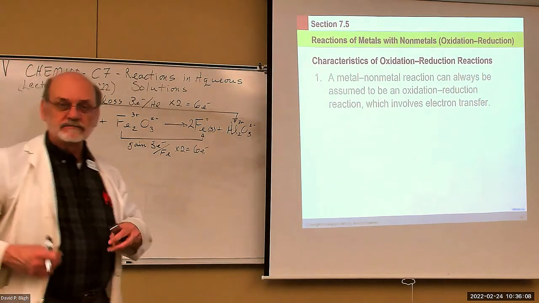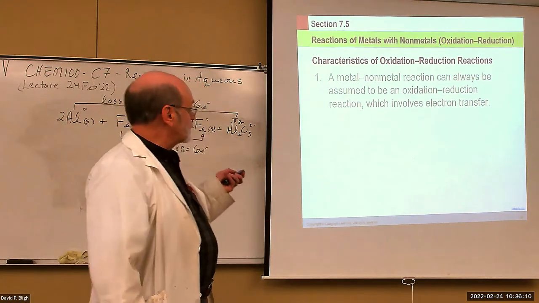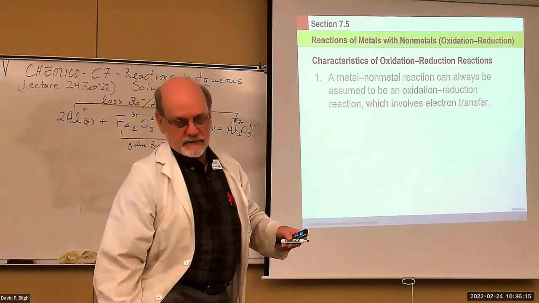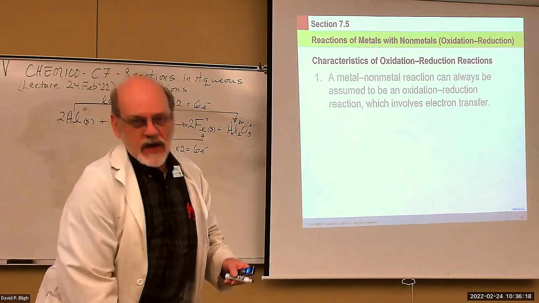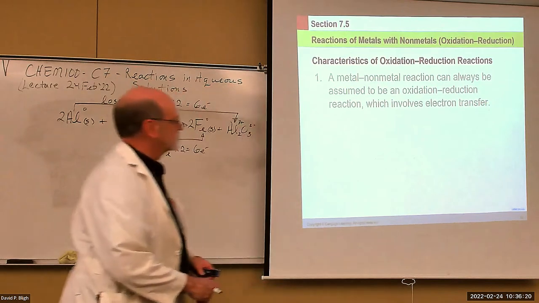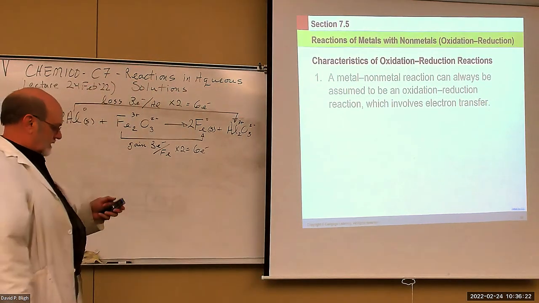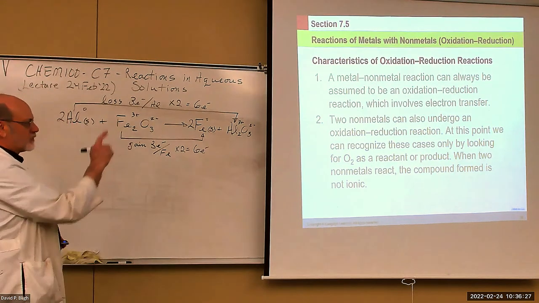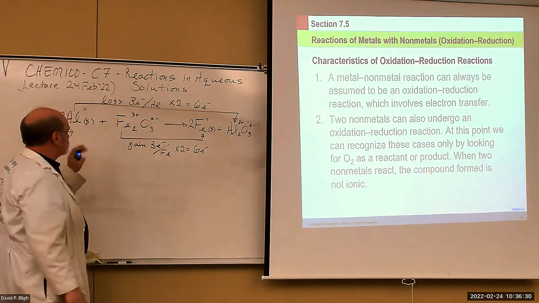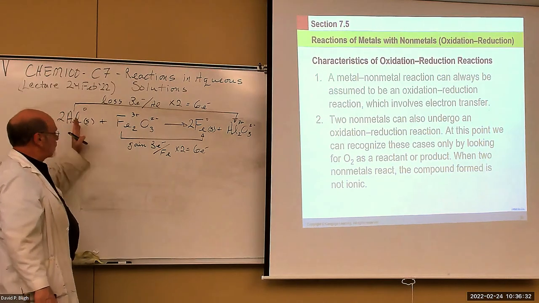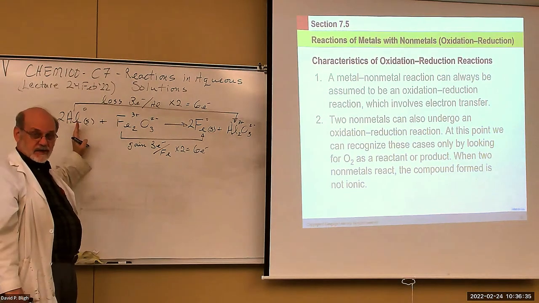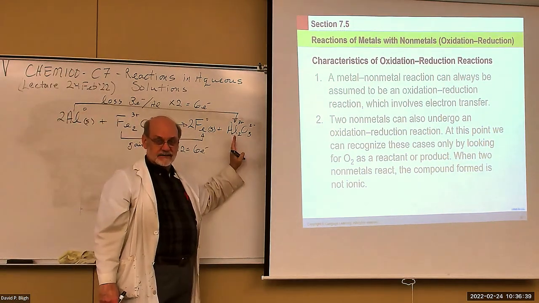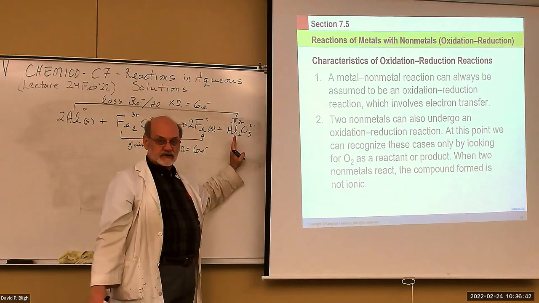I mentioned this earlier, it bears repeating. Anytime you have a metal and a non-metal react with one another, they're pure elements. Anytime that happens, you have an oxidation reduction reaction. If you have an element on one side of the reaction and it ends up in a compound on the other side, that is an oxidation reduction.